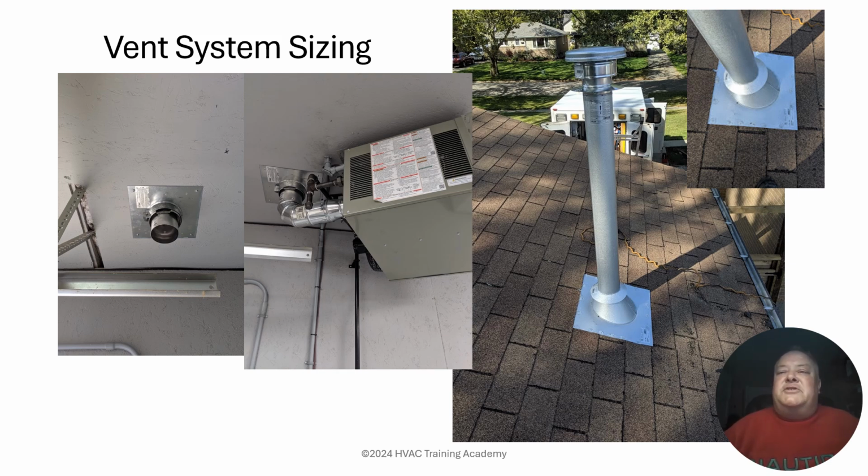On the picture on the right, you can see there that we have the base support. We also have the B vent, the rain cap, and the storm collar components all listed or shown there on the right-hand side picture of the system.